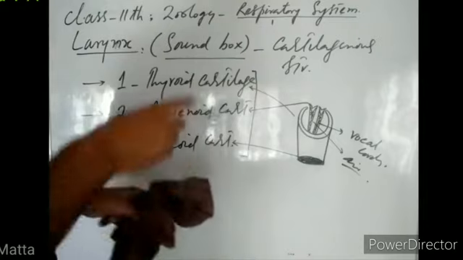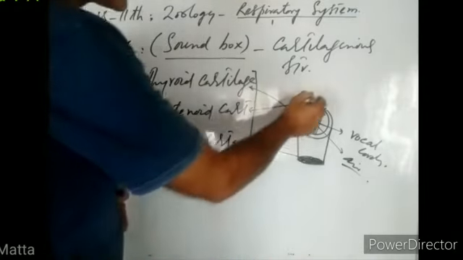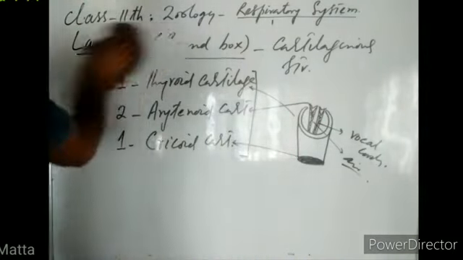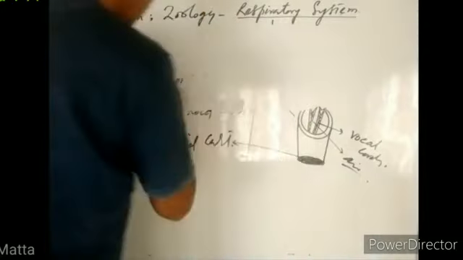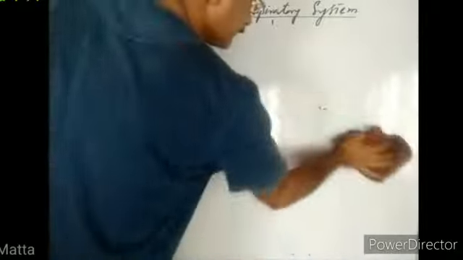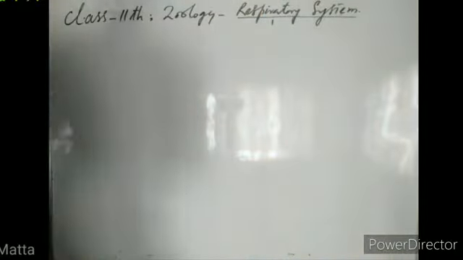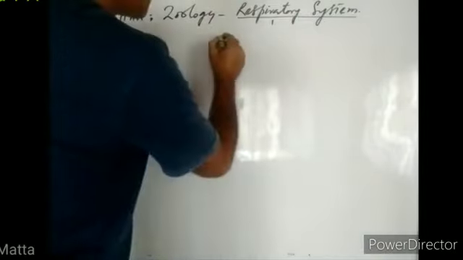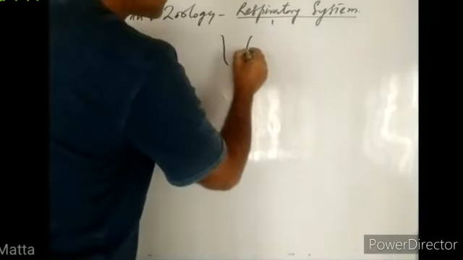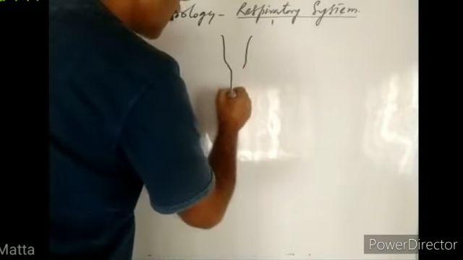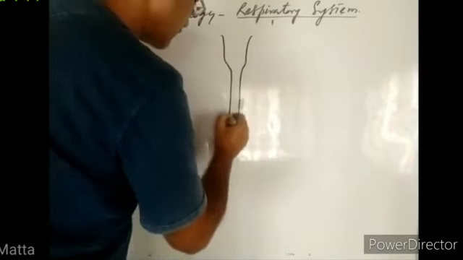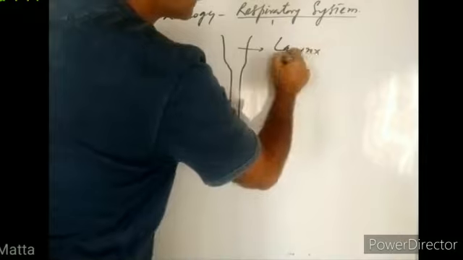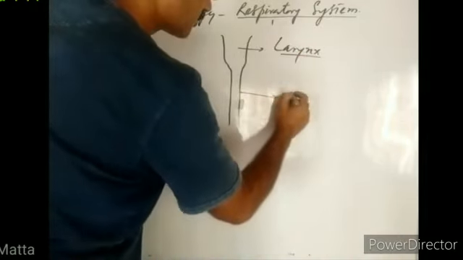In addition to serving as a sound box, it also acts as the passage for the inhaled air to go into the trachea. Through this larynx, the inhaled air enters the trachea. Now we will have a look at the trachea. Our trachea is a long tube-like structure which follows the larynx. The larynx opens into this tube-like structure known as the trachea.